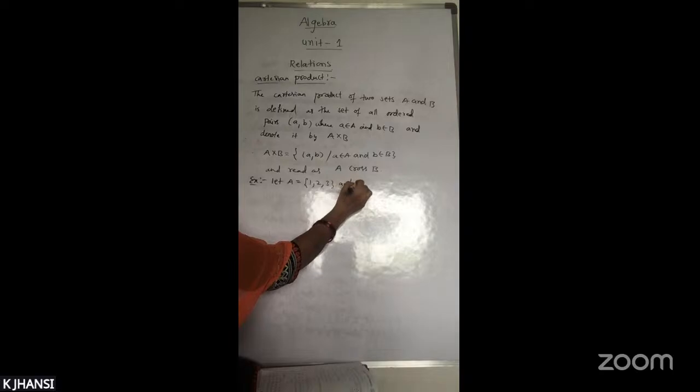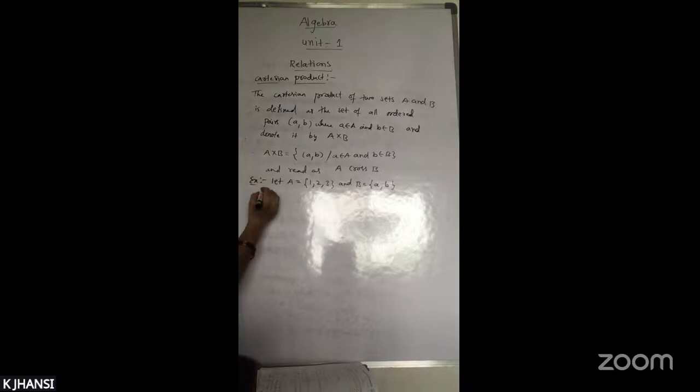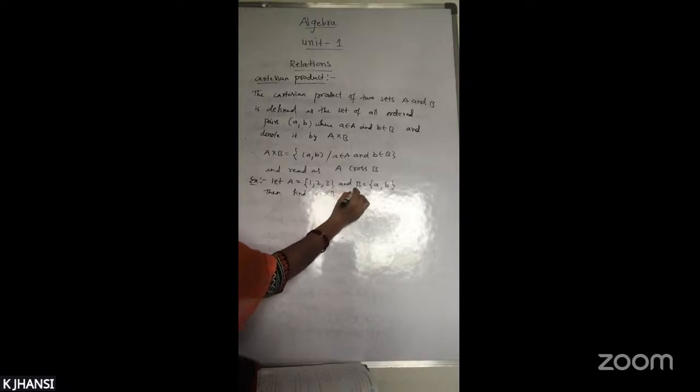Example: let A equals 1, 2, 3, and B equals 4, 5. A, B we can write. Then find A cross B and B cross A.